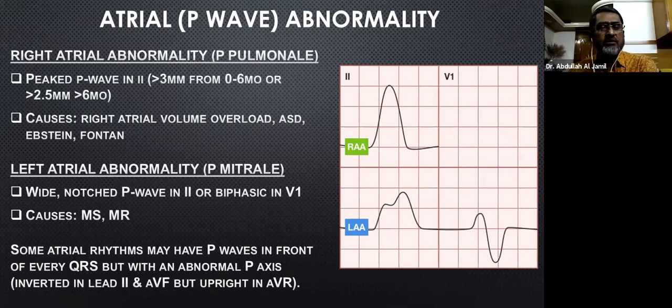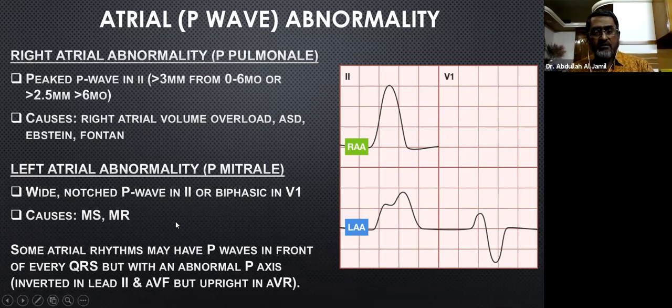That is atrial abnormality. In right atrial abnormality or right atrial enlargement, what is called P pulmonale, there is a peaked P wave in lead 2, more than 3 millimeter from neonate to 6 months of age, or more than 2.5 millimeter when the age is more than 6 months. Causes include right atrial volume overload, atrial septal defect, Epstein's anomaly, and Fontan surgery.